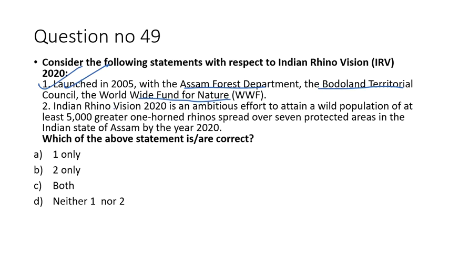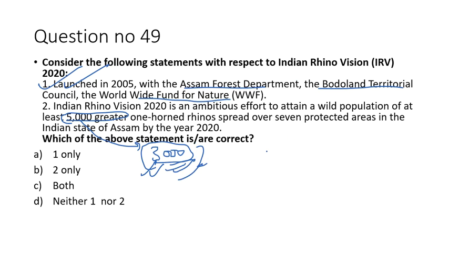And IRV, Indian Rhino Vision 2020, is an ambitious effort to attain a wild population of at least 5,000 great one-horned rhino. This statement is wrong. Actually, the number is not 5,000. It aims to attain 3,000 one-horned Indian rhino by 2020. This was the main goal of Indian Rhino Vision IRV.